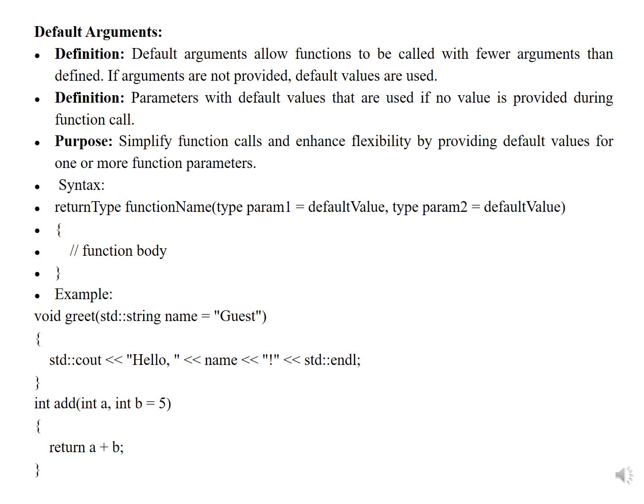In this example, b is having a default value of 5. If you do not provide a value for b, then it takes the default value. For a, you have to assign the value while calling the add function.